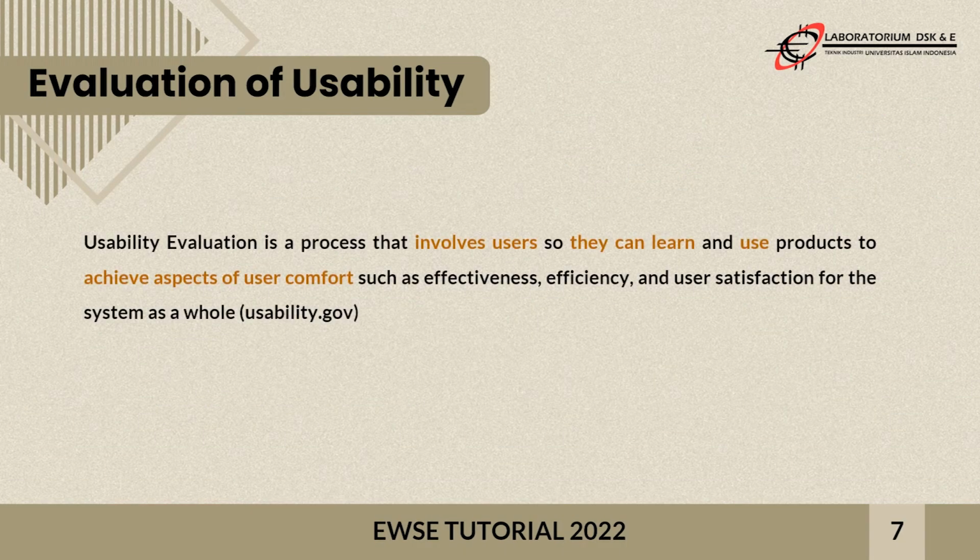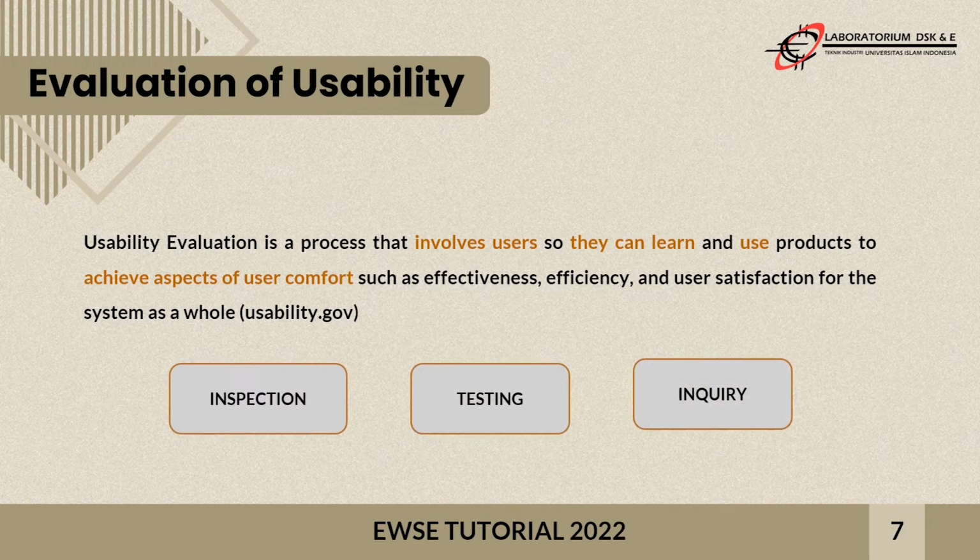Now, evaluation usability can be done by several methods. Usability evaluation is a process that involves users so they can learn and use product to achieve aspects of user comfort, such as effectiveness, efficiency, and user satisfaction for the system as a whole. There are 3 methods: inspection, testing, inquiry.